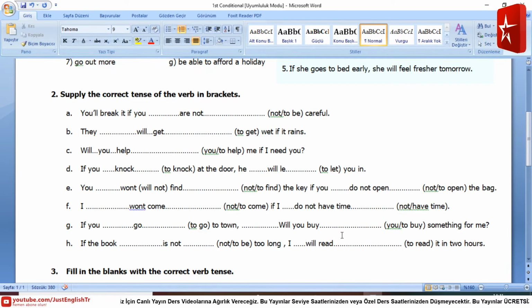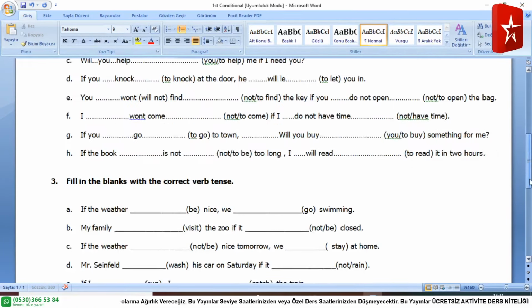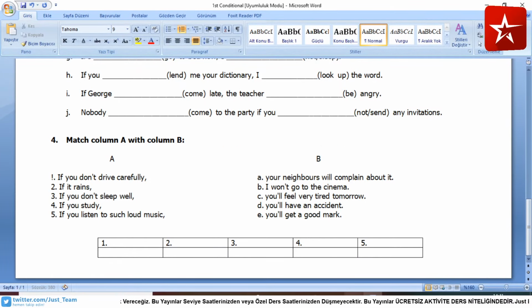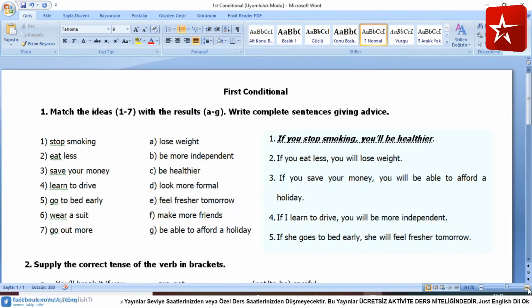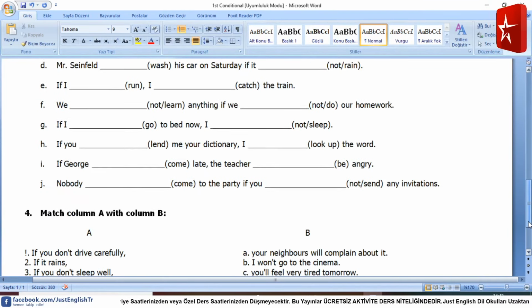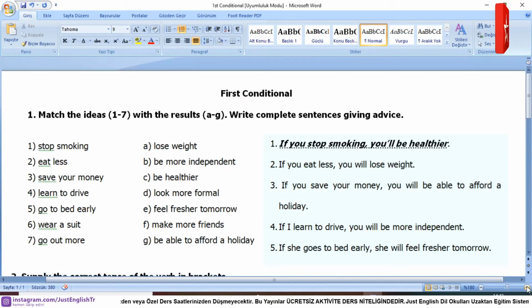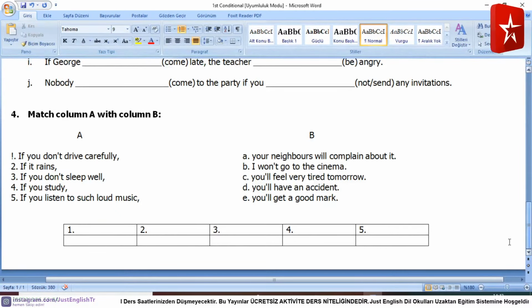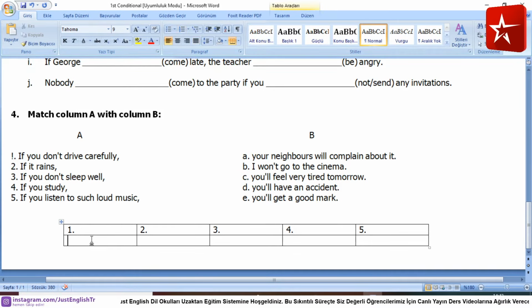Okay. And I will ask you to do this part, okay? Because we don't have too much time and we will have a short break. And after the break time, we will continue with second conditional sentences. But before having the break time, we should do this part and then we can have a break. So let's do it as quickly as possible.